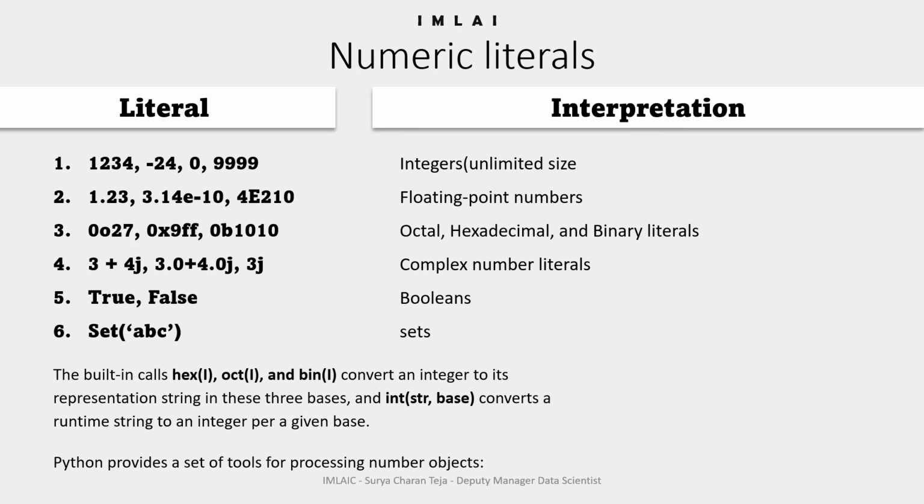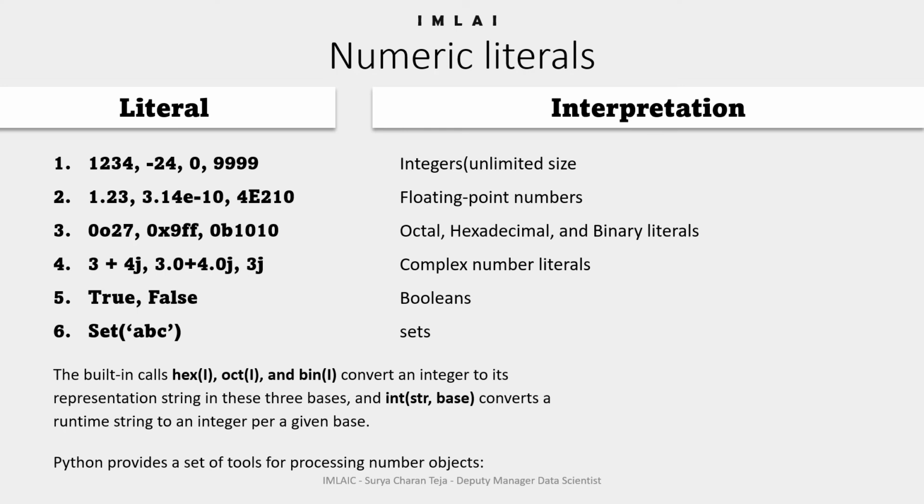So here the built-in called hex. When you use the hex built-in function and give it an integer, it will convert that integer into a hexadecimal object. Similarly for bin, we will actually code it and look into it. This converts an integer to its string representation in these three bases.